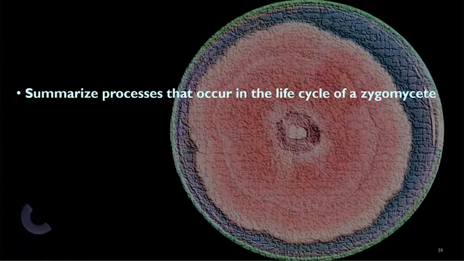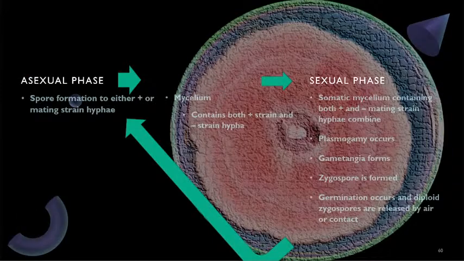Now, the life cycle of a zygomycete is again quite similar, more or less straightforward but cyclical. So let's start again with the asexual phase. The spore formation leads to either positive or negative mating strains. A positive mating strain is basically the male, and the negative mating strain is the female.